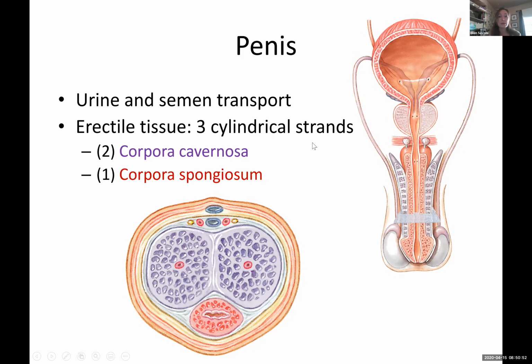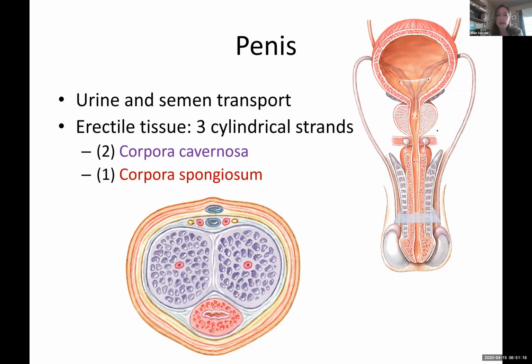So in summary, the penis is used for both urine and semen transport. The main erectile tissues are the two corpora cavernosa tissues that are on the dorsal surface, and then the corpora spongiosum surrounds the urethra. That's why this part of the urethra is known as the penile urethra or the spongy urethra. So either term is applicable.